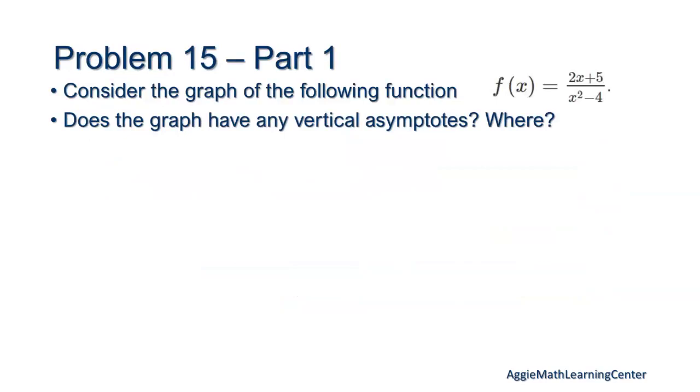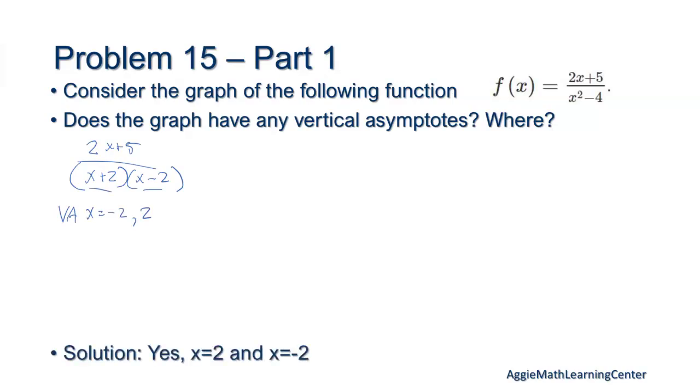Consider the graph of the following function. Does the graph have any vertical asymptotes and where? Okay. So first, let's factor, and we'll get something like this. And then that will factor like this. So do I have any vertical asymptotes? Yes, I have one at x equals -2 and x equals +2. Those are where I'll have vertical asymptotes.